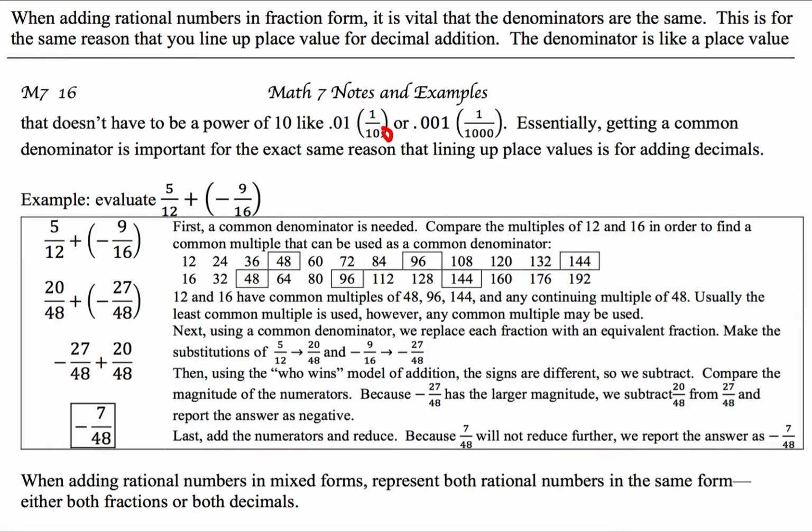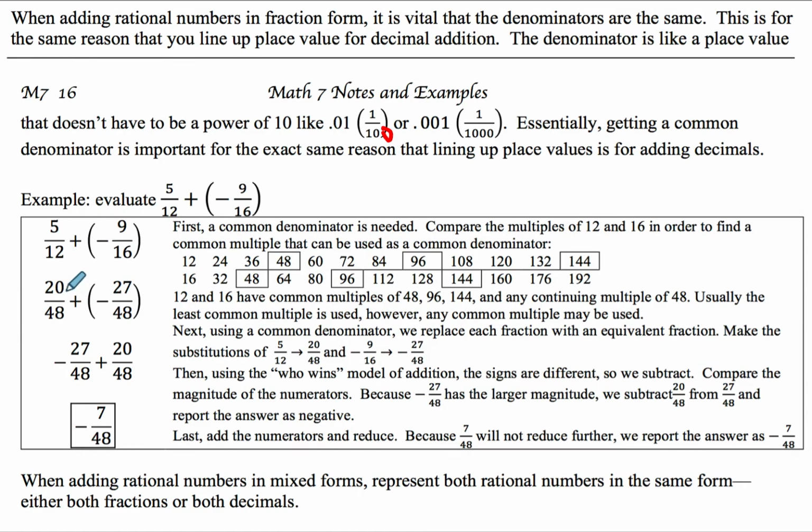So for our example, we're going to do 5/12 plus negative 9/16. First, a common denominator is needed. Compare the multiples of 12 and 16 in order to find a common multiple that can be used as a common denominator. So the multiples of 12, I've listed here: 12, 24, 36, 48, etc. The multiples of 16: 16, 32, 48, 64, etc. The smallest number that they have in common is 48. We also could use 96 or 144. Usually the least common multiple is used. However, any common multiple may be used.